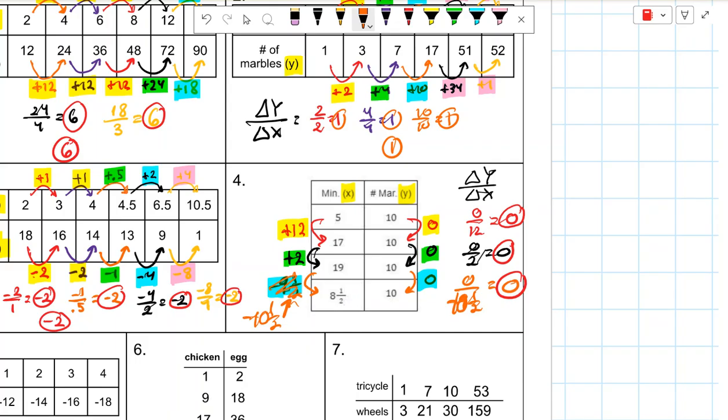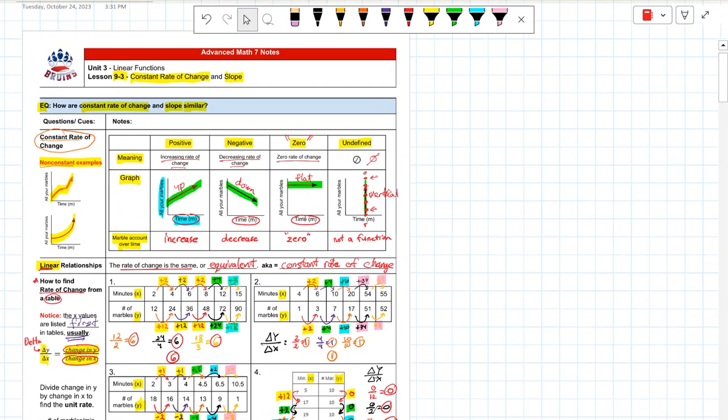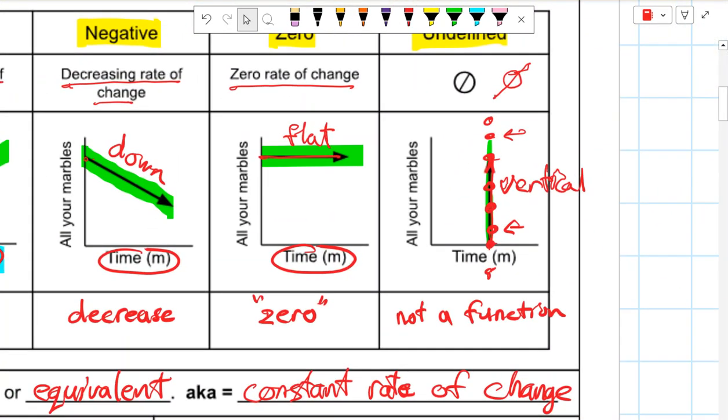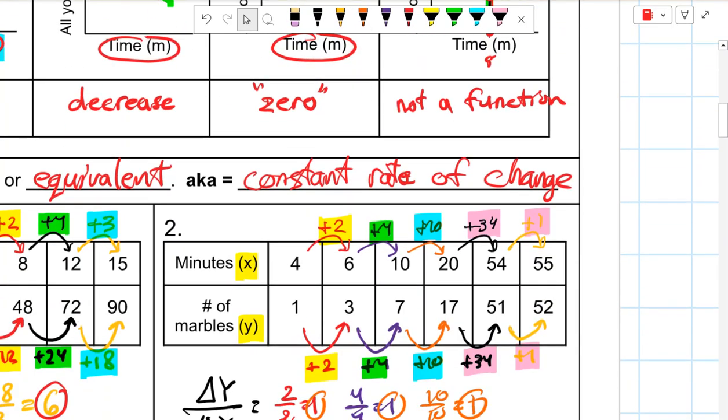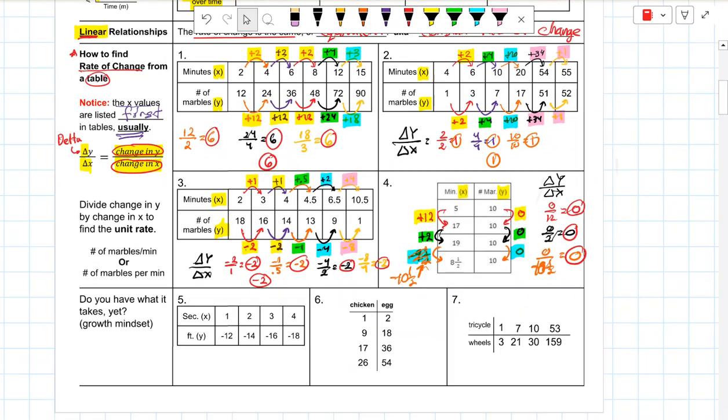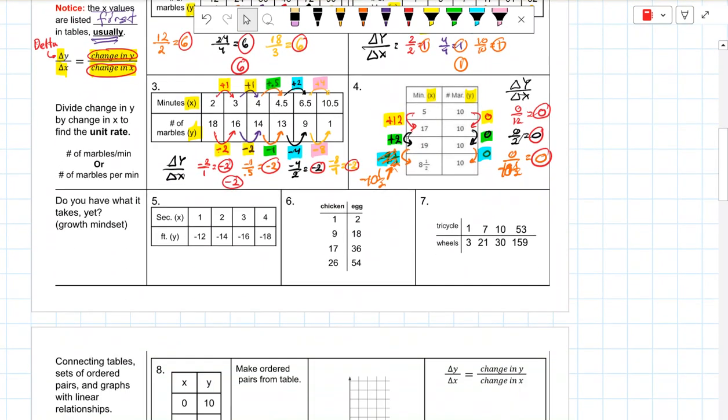All right. So all of these are zeros. And in fact, if you look at this one, this is 0 slope. Have you ever seen the 0 up above? Well, according to marbles, we would have a flat line. And that's what that would look like when you have 0 as your constant rate of change. All right, so now you have observed how to find the constant rate of change when you have tables.